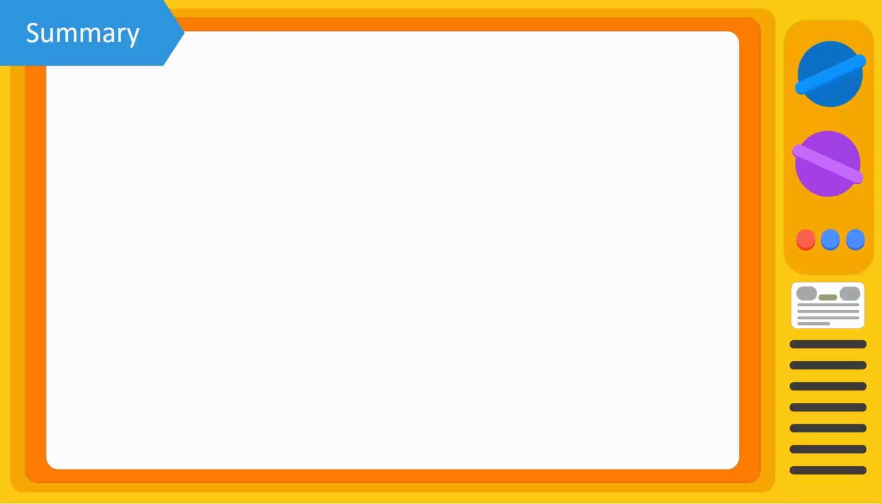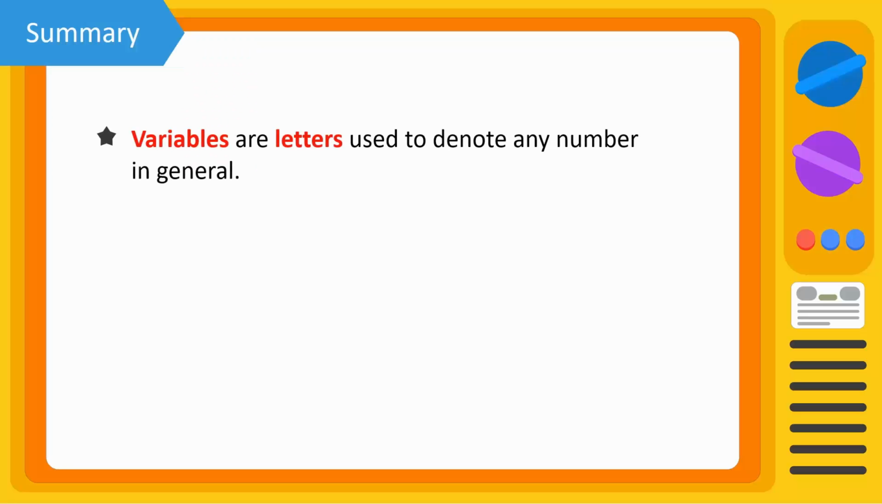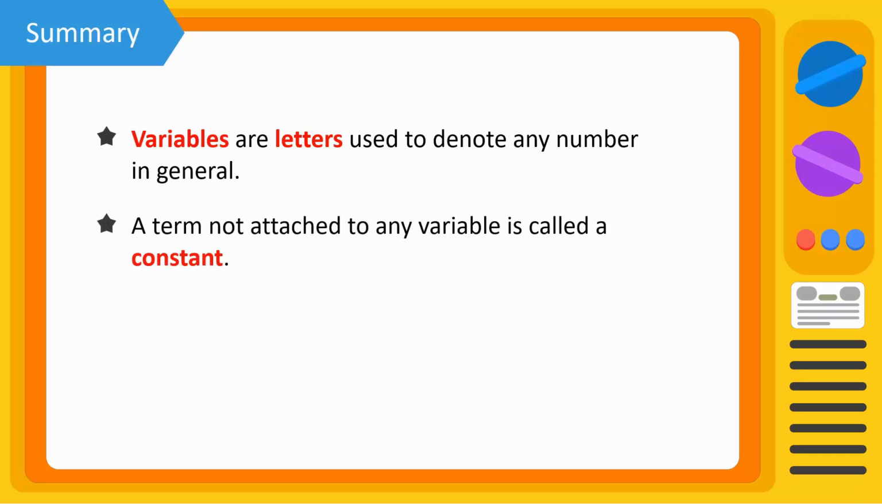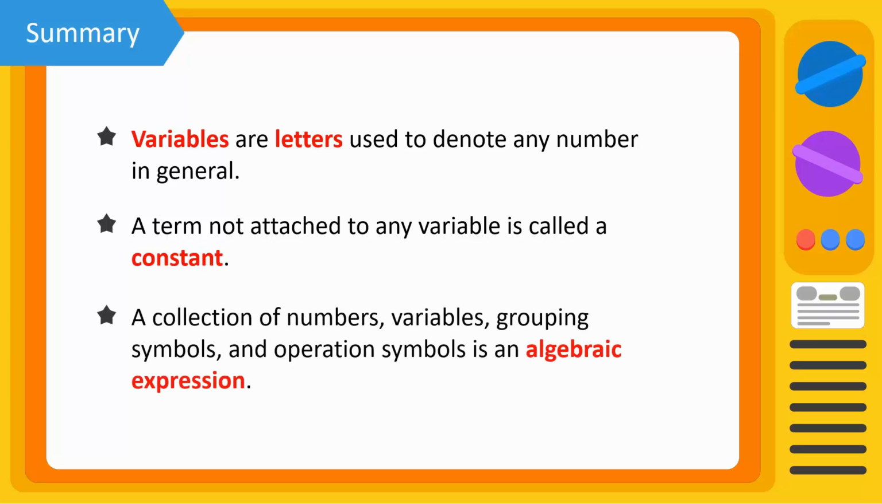To summarize, variables are letters used to denote any number in general. A term not attached to any variable is called a constant. A collection of numbers, variables, grouping symbols, and operation symbols is an algebraic expression.